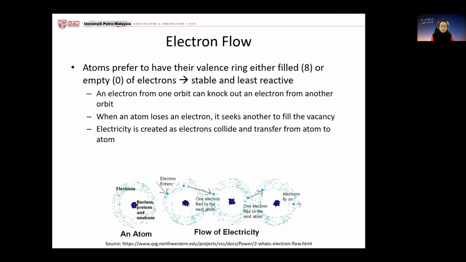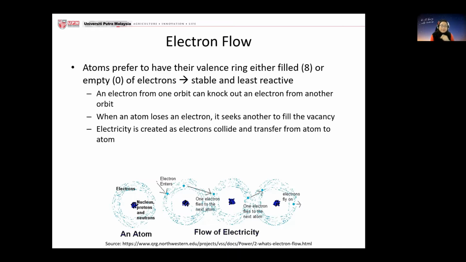Now, electron flow. This will relate to how electricity is produced, so just bear with me. You remember we have to look at how an atom is stabilized. Atoms actually prefer to have their valence ring either filled, so it's full, or totally empty of electrons, because that is the most stable and least reactive form.